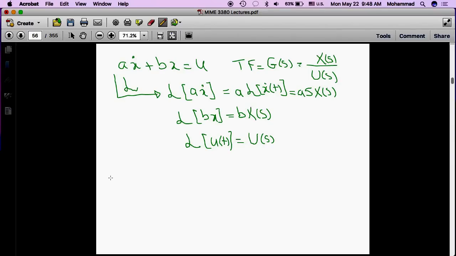So if we rewrite the equation now in the Laplace domain, I'll have a s X of s plus b X of s, and note that I'm using only capital letters for taking things from the time domain to the Laplace domain, is equal to capital U of s.